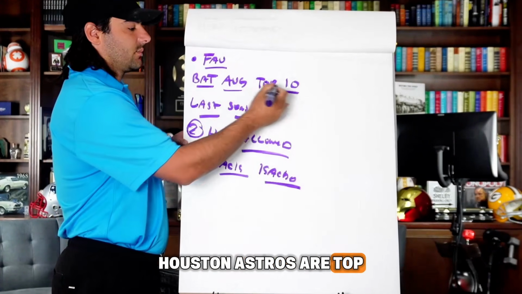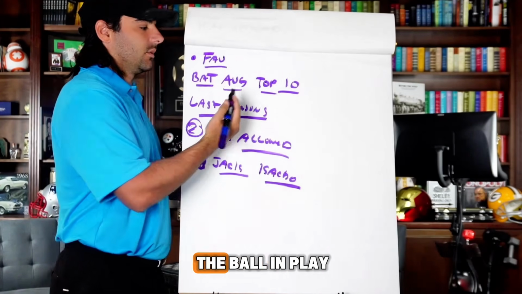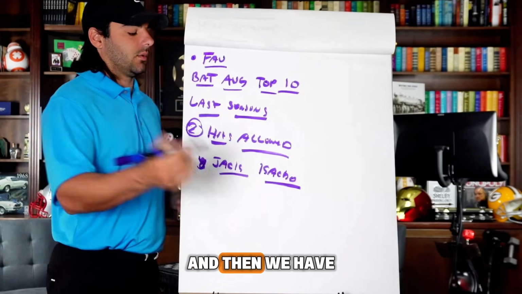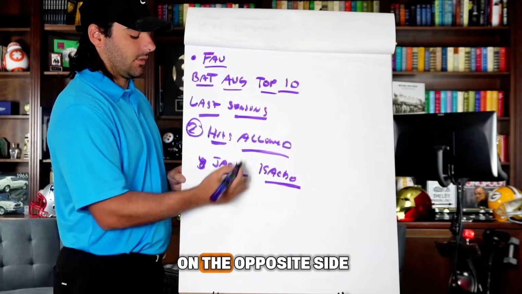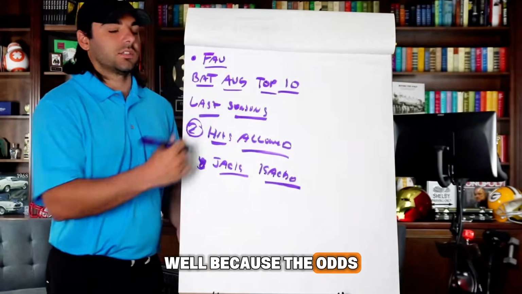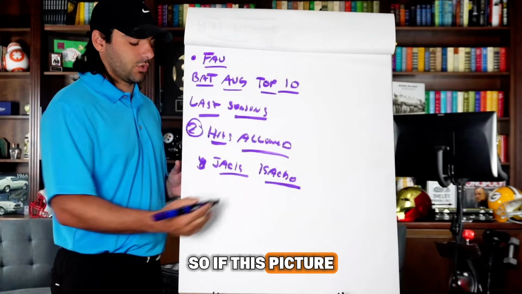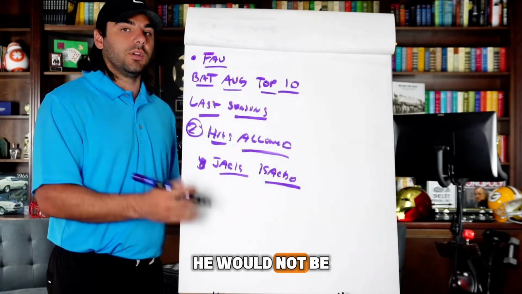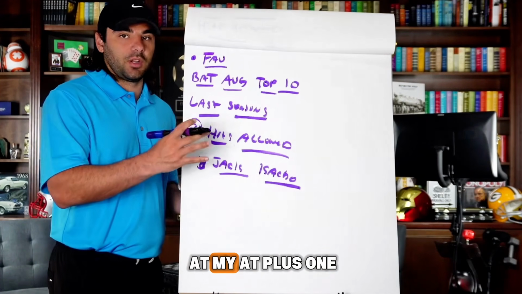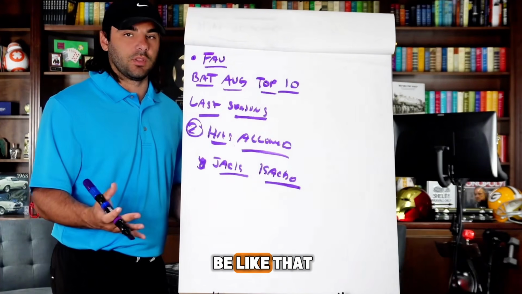The Houston Astros were top 10 in batting average last season. So we have a team that can get the ball in play, and then we have a vulnerable pitcher on the opposite side. Now, how do we know that this is a vulnerable pitcher? Well, because the odds dictate it. The Astros are minus 210 in this matchup. If this pitcher was a great pitcher, he would not be at plus 180 or whatnot for the Angels to win the game.